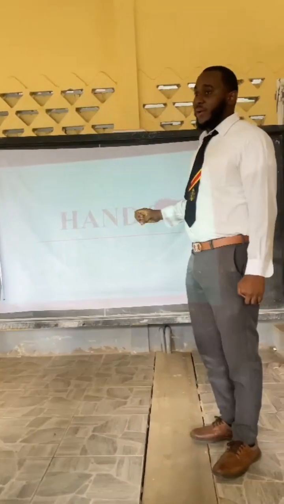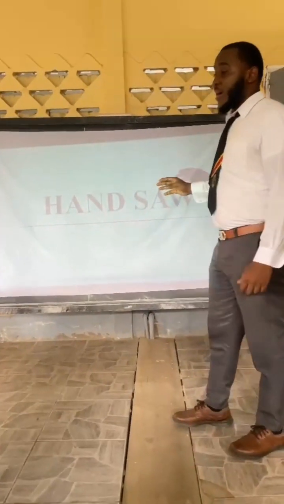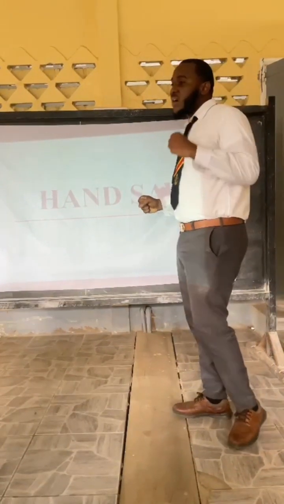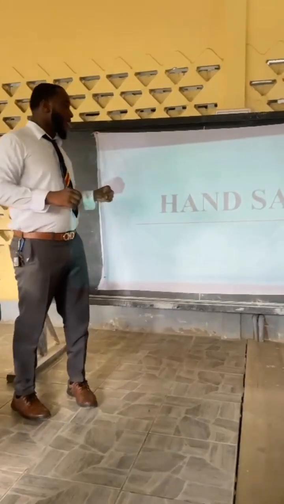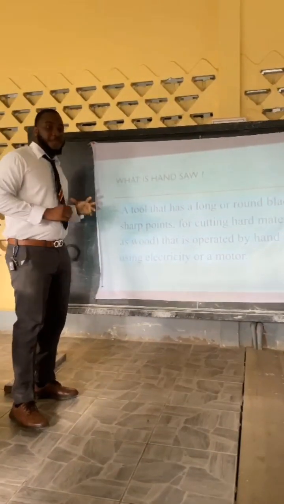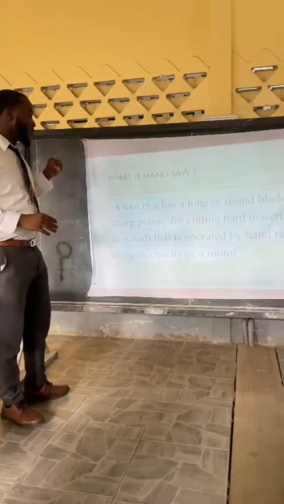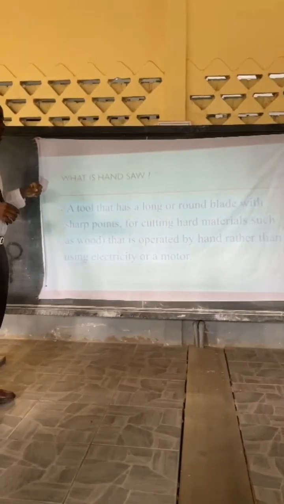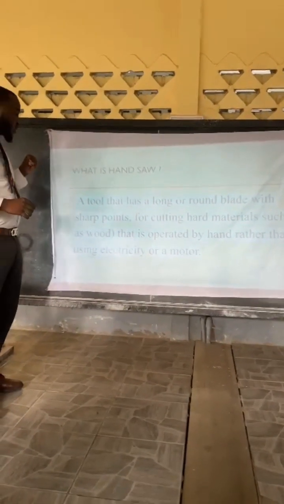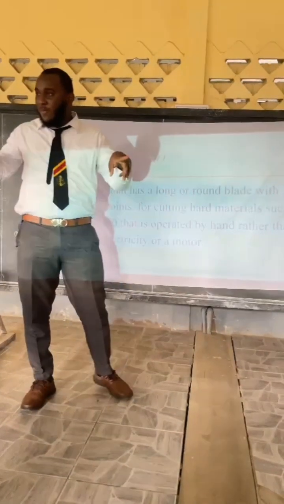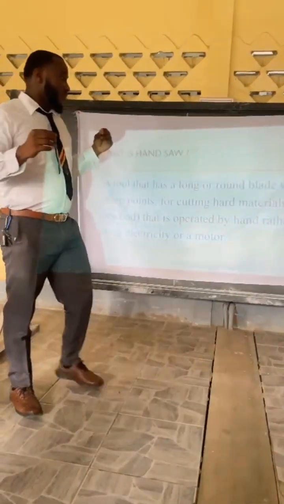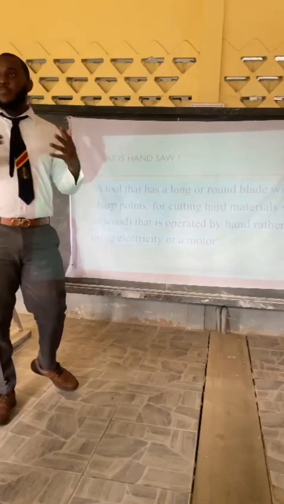I have a PowerPoint here stating the definition of a handsaw. We'll read carefully and understand what a handsaw is. Good. We'll read it together. So let's go. It says a handsaw is a tool that has a long or round blade with sharp points. It is a tool that has a round or long blade with sharp points.